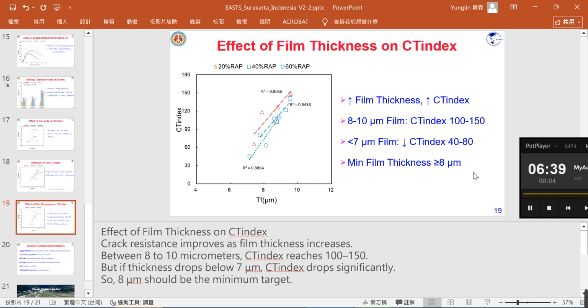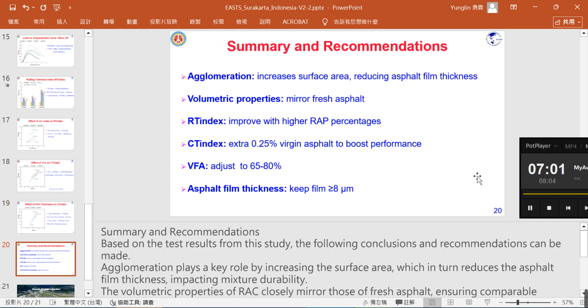Effect of film thickness on CTindex. Crack resistance improves as film thickness increases. Between 8 to 10 micrometers, CTindex reaches 100 to 150. But if thickness drops below 7 micrometers, CTindex drops significantly. So, 8 micrometers should be the minimum target.